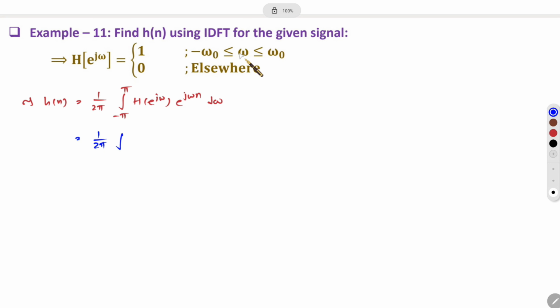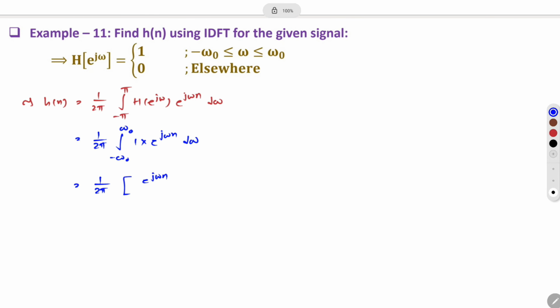See here omega is ranging from minus omega naught to plus omega naught. So here I'll be writing the limit from minus omega naught to plus omega naught. At that time H of e to the power j omega is 1. So that is 1 into e to the power j omega n d omega. Now this integration is quite simple. 1 divided by 2 pi, integration of e to the power j omega n with respect to omega.